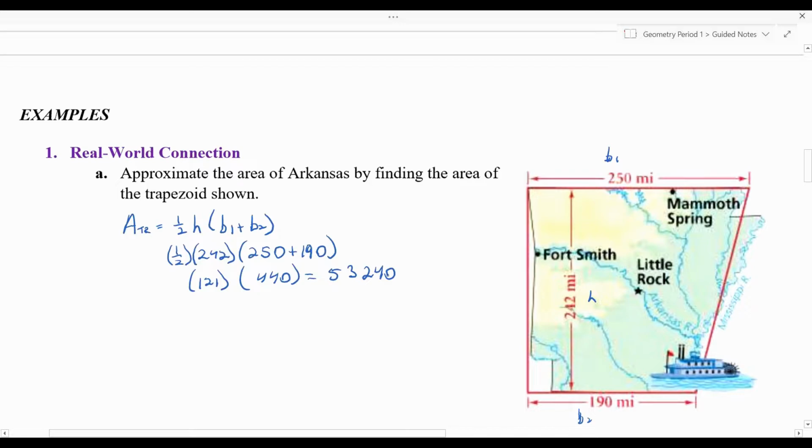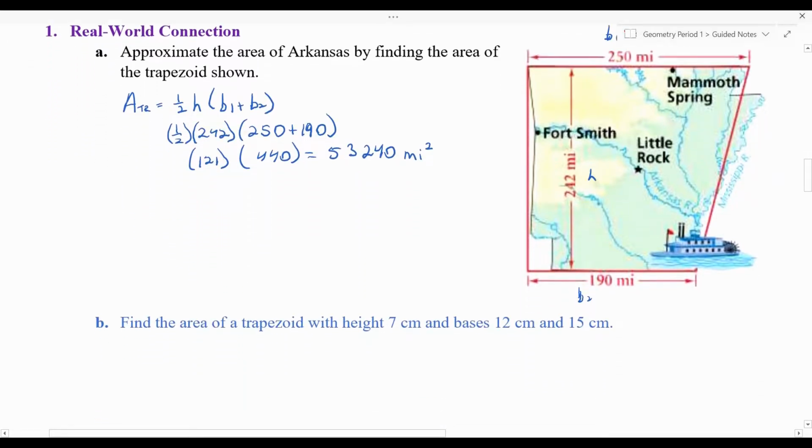And our units are in miles. Miles here, miles there, miles here. So this is going to also be in miles, but we're dealing with area, so it's going to be miles squared, or squared miles. So the area of the state of Arkansas based on the measurements in this diagram is 53,240 squared miles. Okay, now let's take a look at an example that is yours to do.